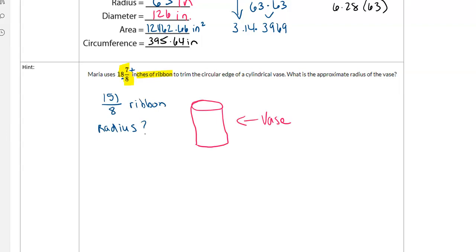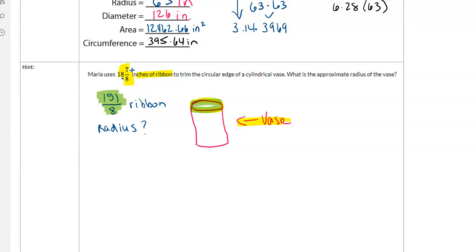All right, so I was critically reading, and they're saying that Maria has 18 7/8 inches of ribbon to trim the circular edge of a cylinder vase. So here's my vase, and here's the circular edge where she's going to put the ribbon all the way around. So they're wanting to know what the radius is. And we already know that the distance all the way around is 151 over 8, which all I did was make that mixed number into an improper fraction.